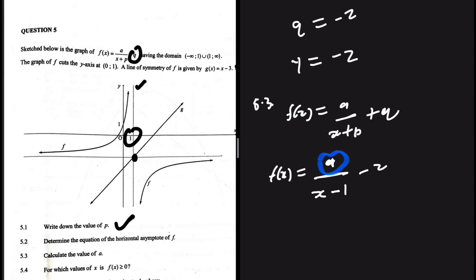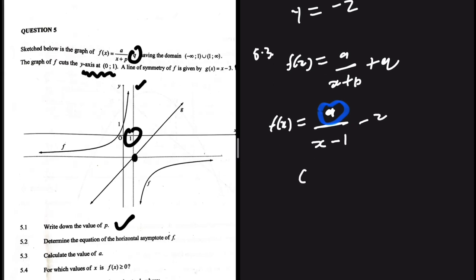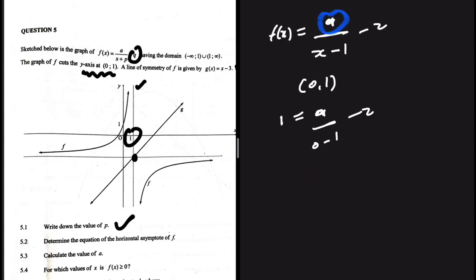The graph of f crosses the y-axis at 0 and 1. So we know that this point lies on f of x, so we can substitute it. In place of y we have 1, and in place of x we have 0. So we have a divided by 0 minus 1, minus 2. So 1 equals a over minus 1, minus 2.